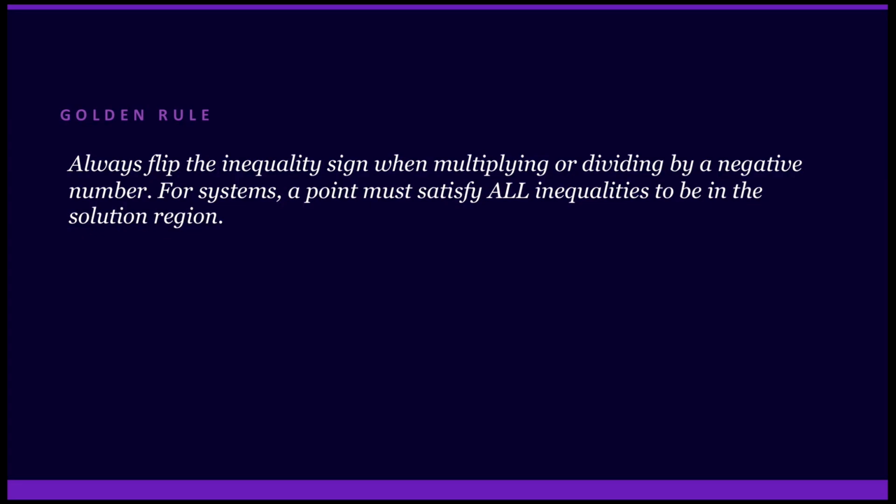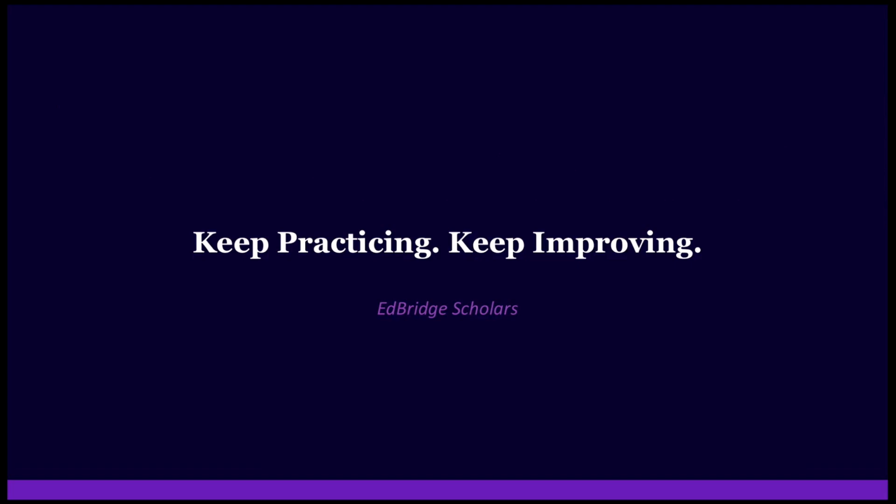So the golden rules to remember would be always flip the inequality sign when you're multiplying or dividing by a negative number or taking a reciprocal. And for systems, a point has to satisfy all inequalities to be in the solution region. So whenever you have a system of multiple inequalities, it has to satisfy both of the inequalities. Or if it's an either or case, in that case, you must graph both regions.